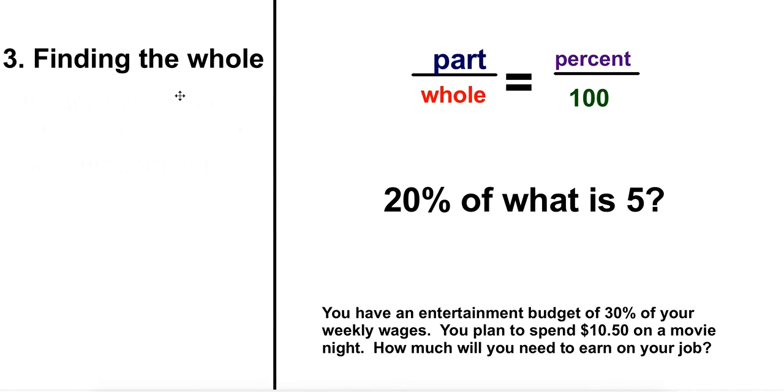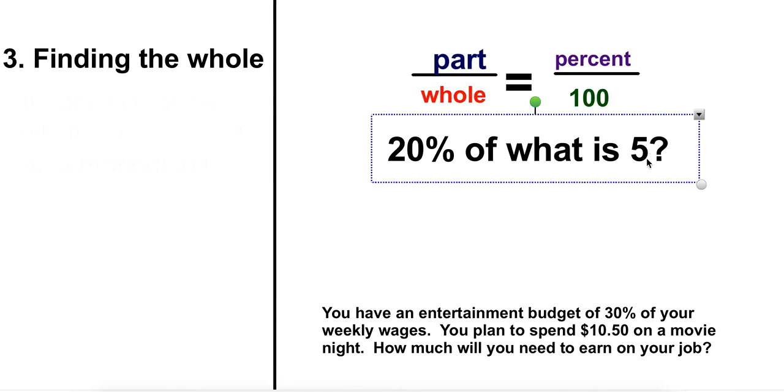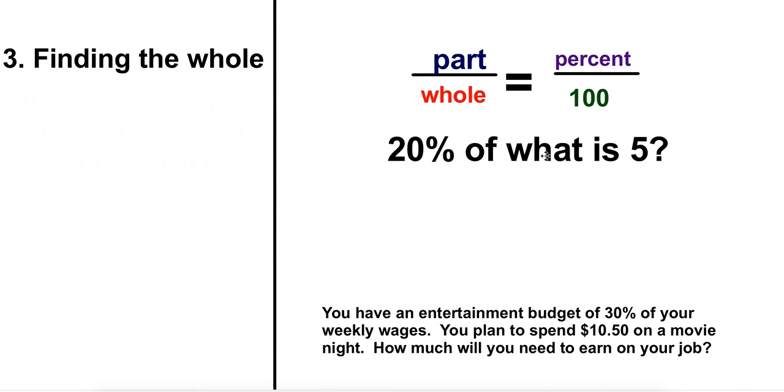This one is a little bit harder, finding the whole. This is when this percent equation becomes huge. You might say something like this, 20% of what number is 5? So I'm not looking for a percent, and I'm given the part because 20% of what? We don't know what the what is. We don't know what the original amount was. So here's where you're going to need a percent equation.